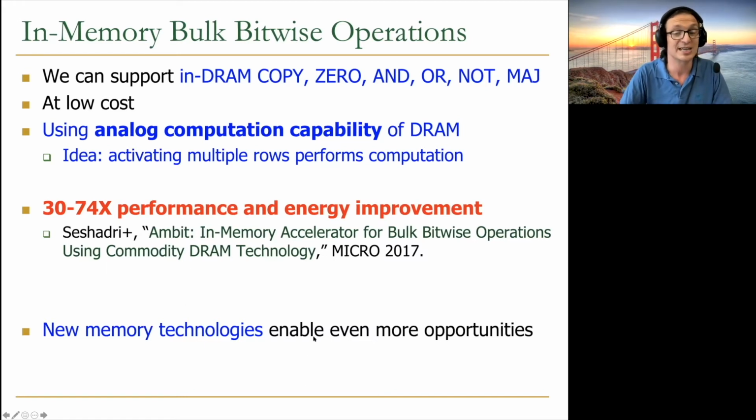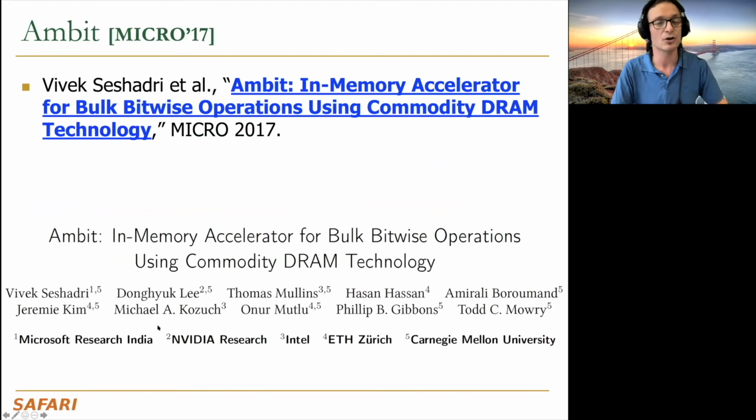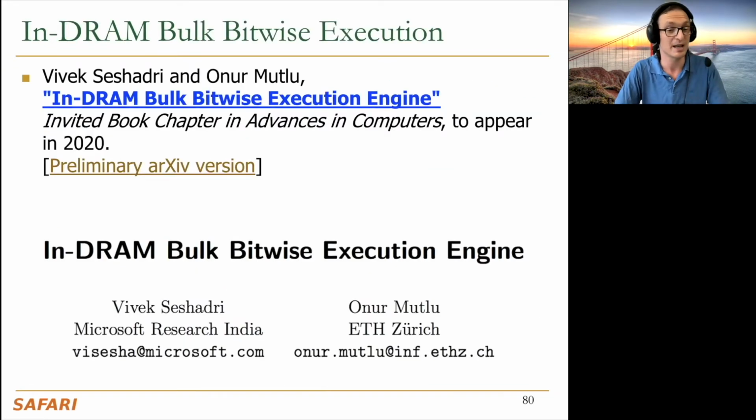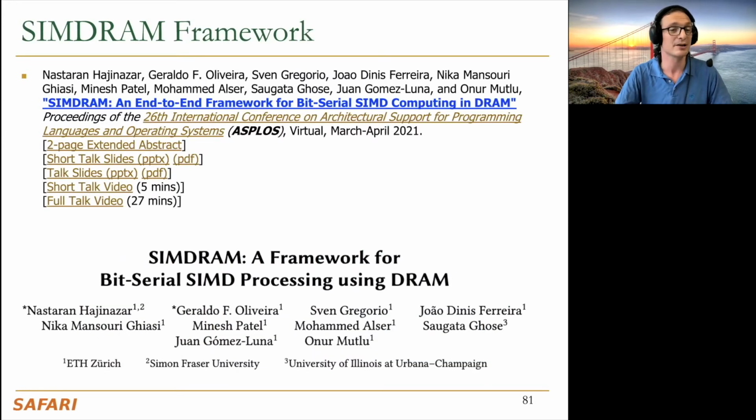New memory technologies enable even more opportunities. These are memory technologies like phase change memory, memristors, etc., because they are non-volatile. As a result, the data movement is even less. If you want to know more about this, certainly you can read the papers we have written on this topic. This is a more recent paper that has a good DRAM background also, that I mentioned earlier. And this is one of the more recent papers that we've written on this topic. You can see that the paper is titled SIMDRAM, concepts that you learned in this course. Basically, we can do bit-serial SIMD processing using DRAM in this particular work.